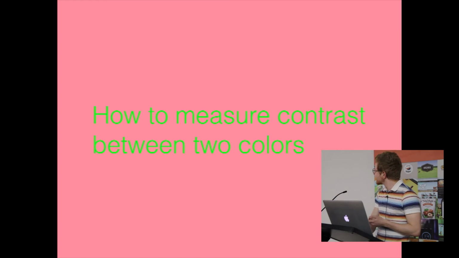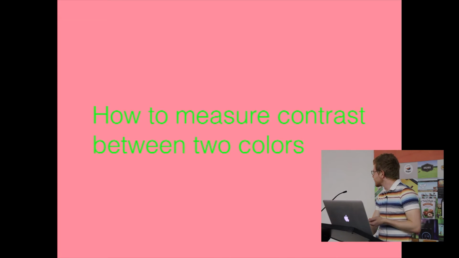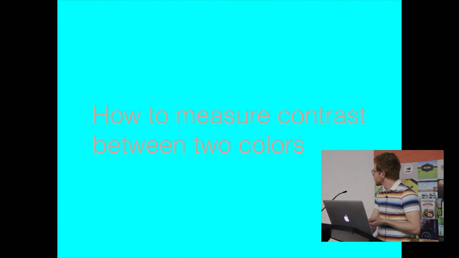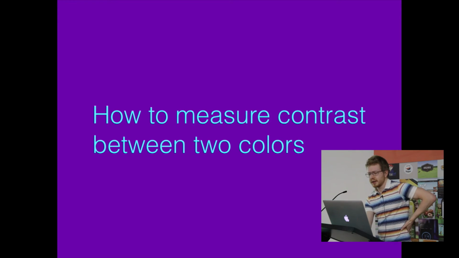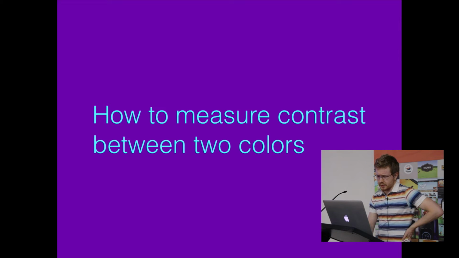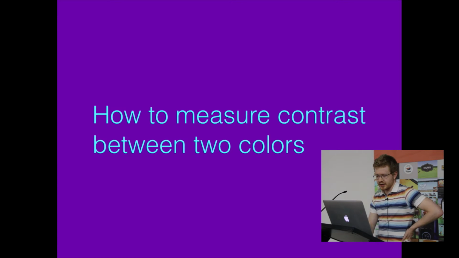So you can see that this is a bit easier to read than this, and this is slightly easier than this one. But why is that? A few more examples. So yeah, why is this exactly? The colors are just, for a computer, they're just numbers.